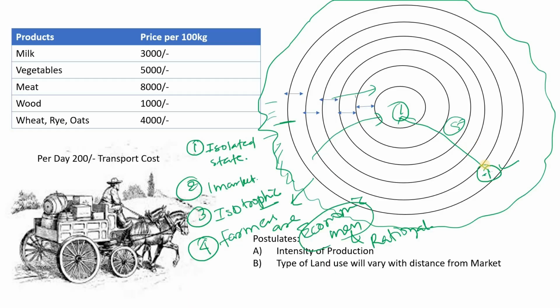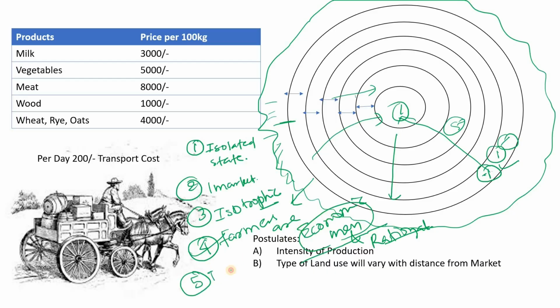But in the real world, this is not what happens. Sometimes people grow flowers. Sometimes people do not prefer to farm something just for economic benefit. They just keep things, they just grow things like that. But here he assumed that each and every farmer of the area is an economic man and a rational man. This is assumption number 4.